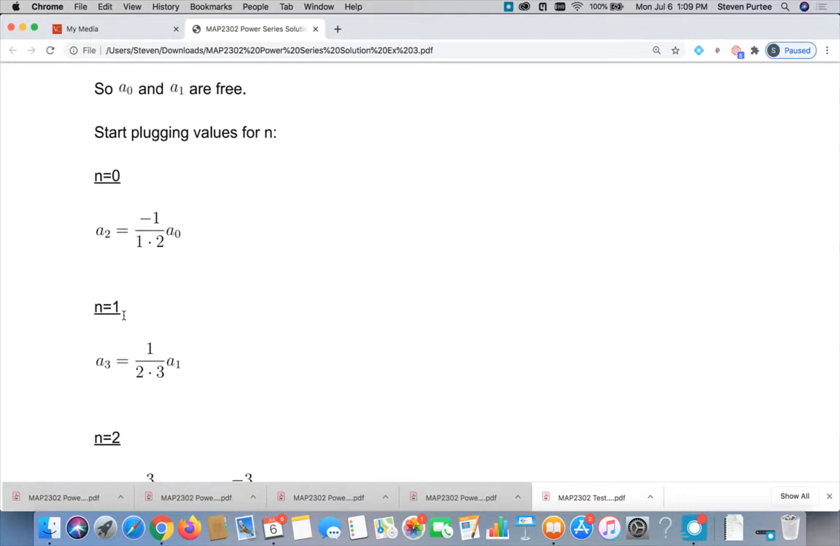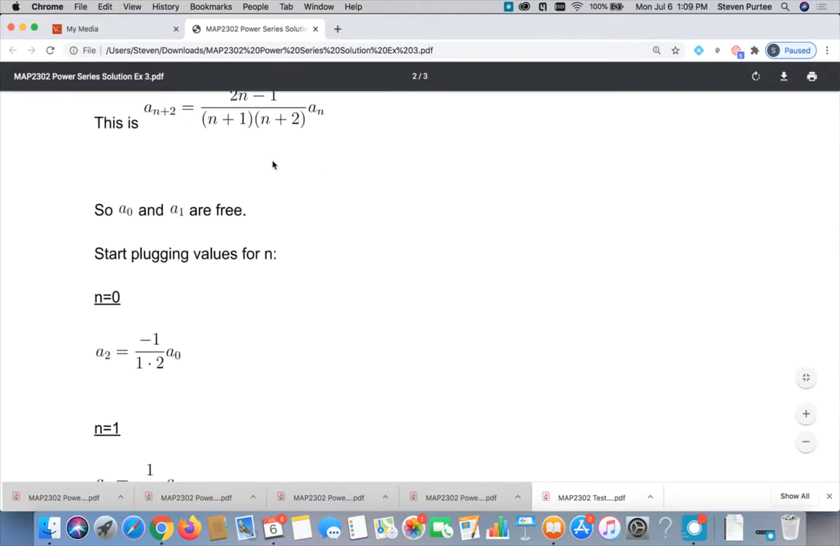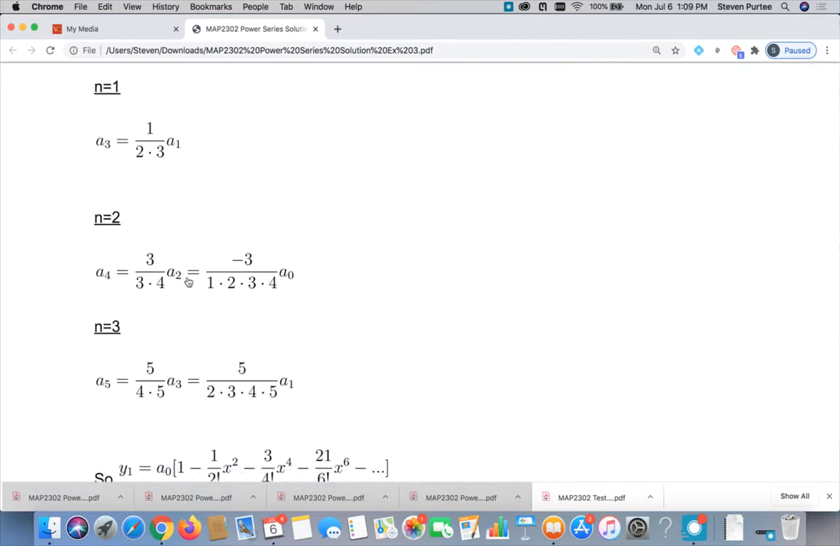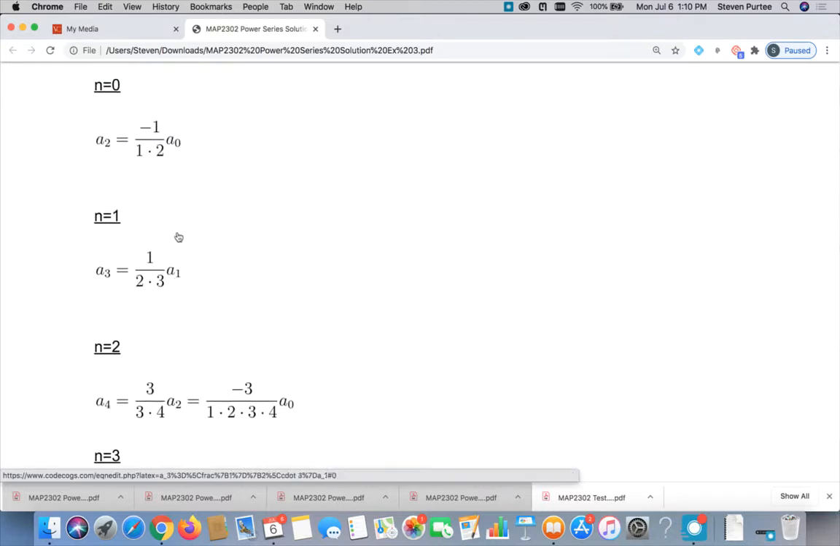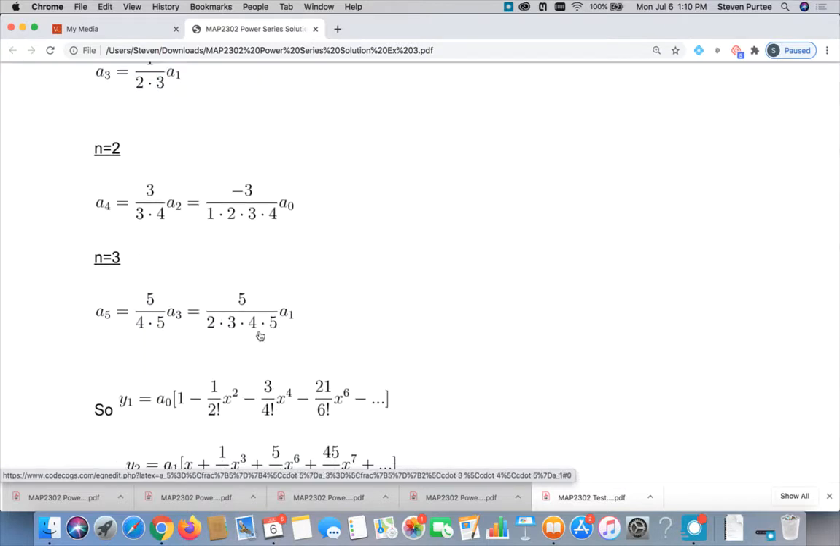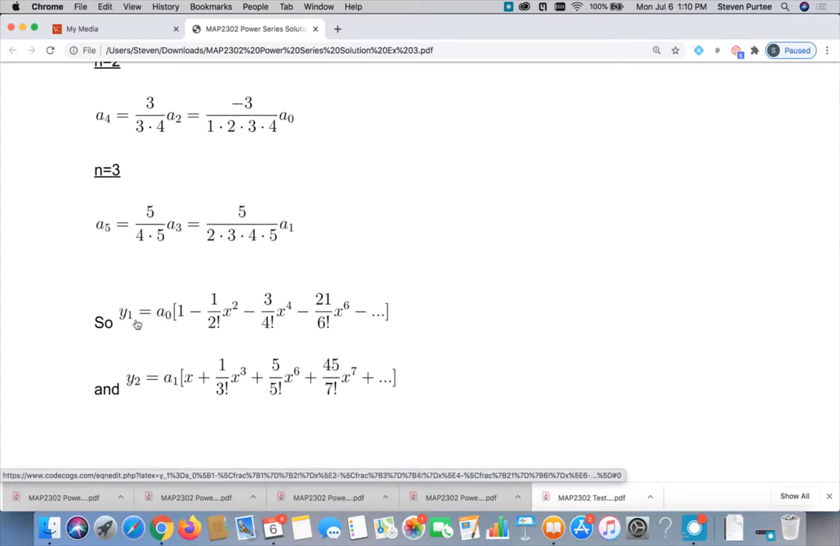Plug in n equals 1. Write this down and try these on your own. Here's my A3 related back to A1. It's recursive. Plug in n equals 2. A4 relates back to A2, but we know A2. It's right here. So put that here and I get this. That, by the way, is 4 factorial. And so forth. We keep going.